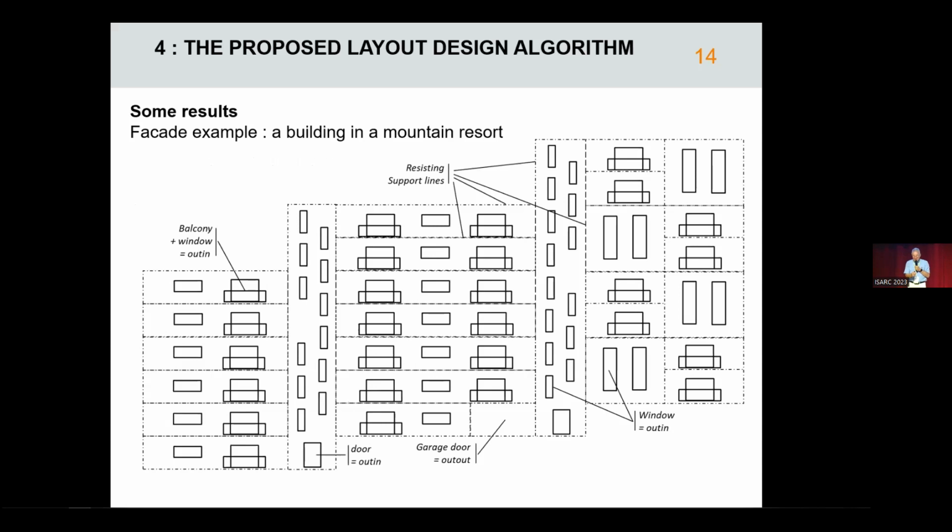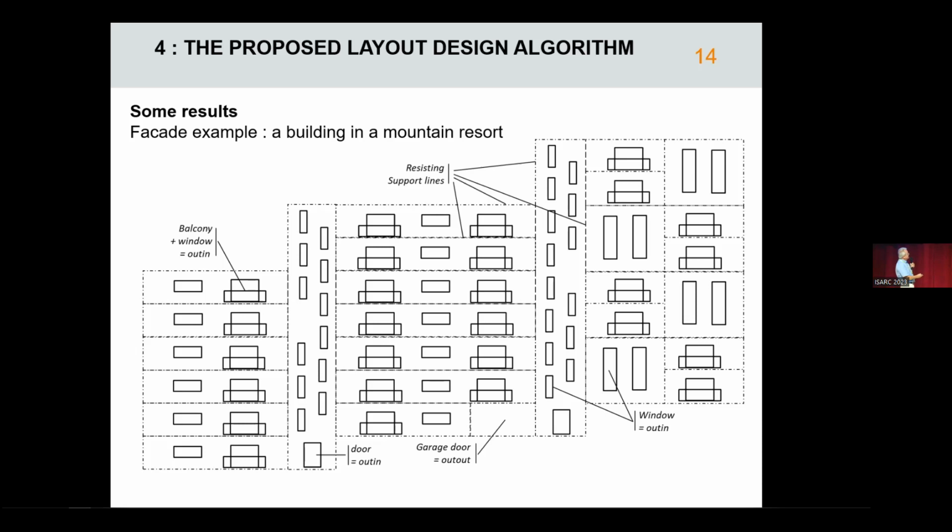Just in order to have an idea, this is an example. It's a facade for a building in a mountain resort, because this is a mountain here, it's going up. Here you have support lines, these dotted lines. This is a door, an outing, it should be inside the panel. You have windows, and balcony plus windows, so they are gathered in a single outing. And here there is a garage door, so we should bypass this panel. So this is an example of a facade.